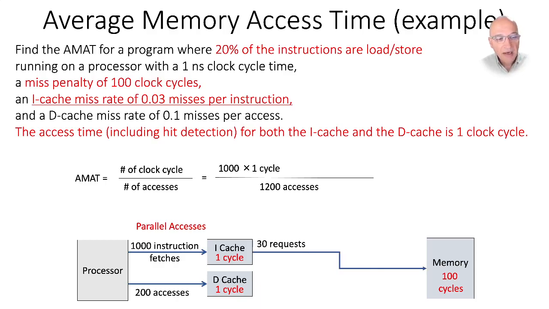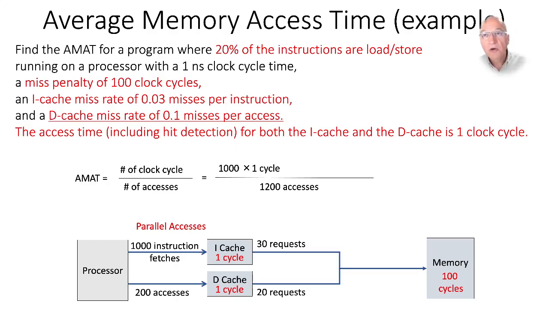And now my I-cache has a miss rate of 3%, so that will be 30 requests to the memory from the I-cache. And my D-cache has a miss rate of 10%, so that will be 20 requests from the D-cache. So I have a total of 50 requests to the memory, and those are sequential accesses. They are not in parallel. If the I-cache and the D-cache miss at the same time, we're going to have to wait for the 100 cycles, for example, for the instruction, and then another 100 cycles for the data.